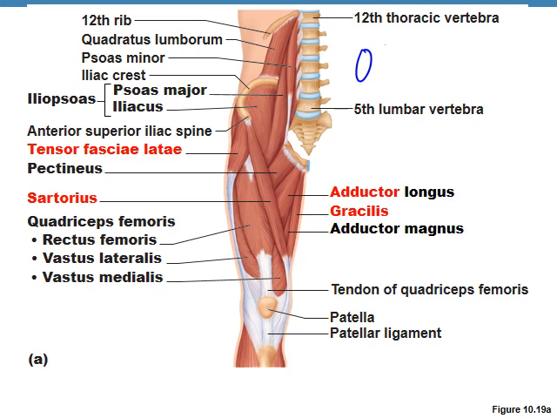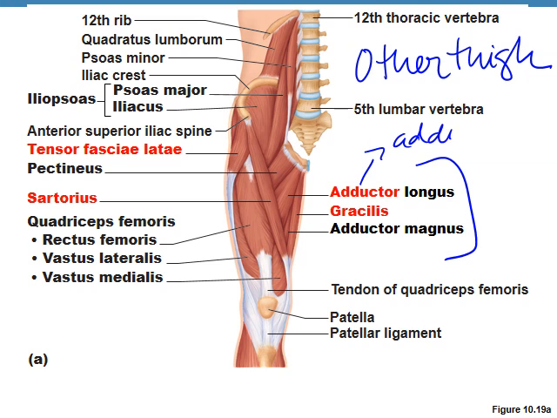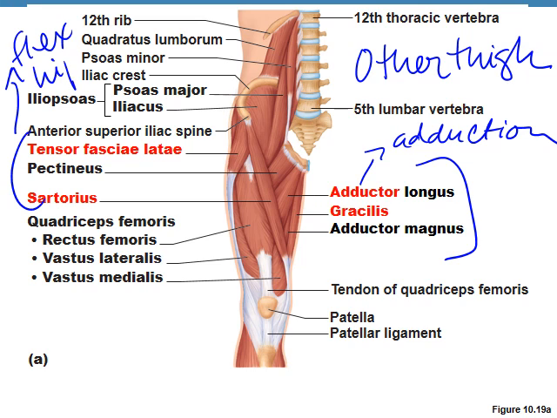Now we move on to the four other thigh muscles. These two are going to do adduction, and these two are going to do flexion at the hip. So we have the tensor fasciae latae, and that is this muscle here. Then we have the sartorius, which spans the length of the femur. Sartorius is what you use to sit cross-legged.